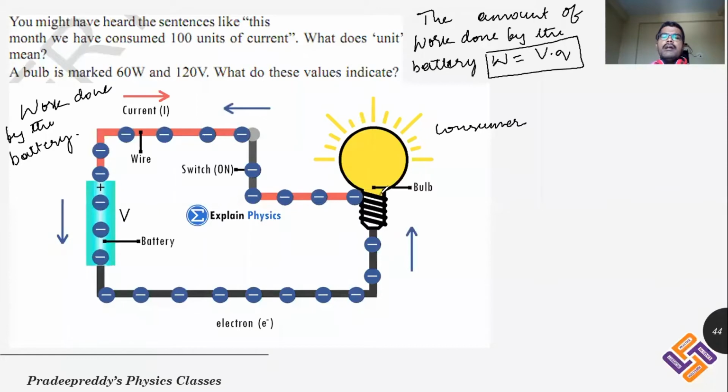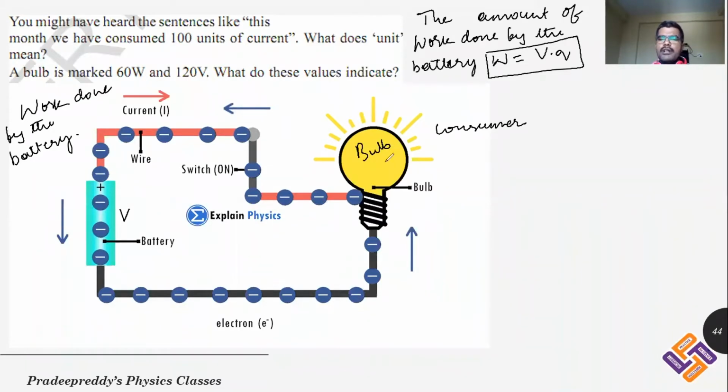As a result, when charge is flowing through a consumer like a bulb, a tube light or an electric fan, that consumer converts some of the electrical energy of the charge into light energy or mechanical energy. In this case, we are dealing with a bulb. Therefore, when electric charge flows through this bulb, it converts electrical energy into light energy.